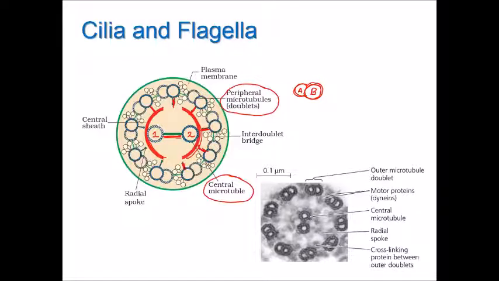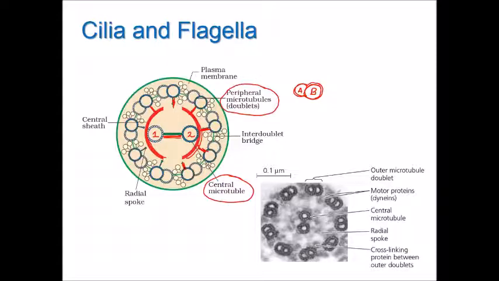So how many radial spokes do you think will be there in total? 9. Because there are 9 peripheral microtubules, there will be 9 radial spokes. The function of the radial spoke is just to connect the central sheath to the peripheral microtubules.